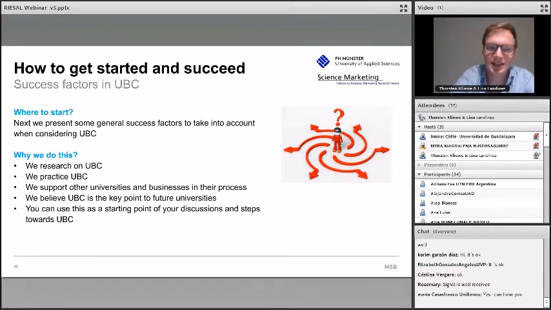So we present these general success factors to you so that you can use them as a starting point for discussions amongst maybe the participants, but also in your institution, and take the first steps towards UBC.